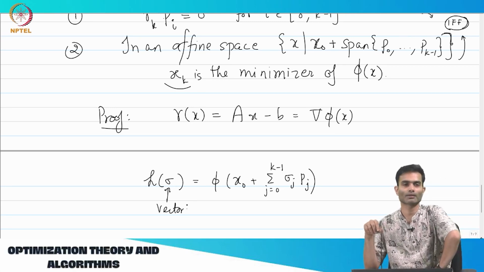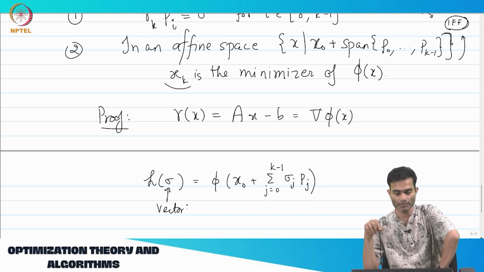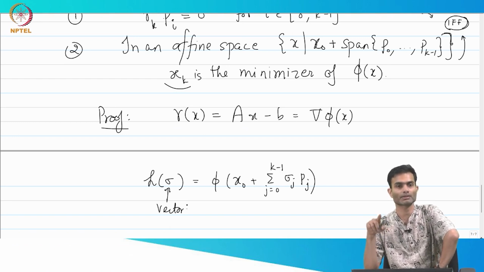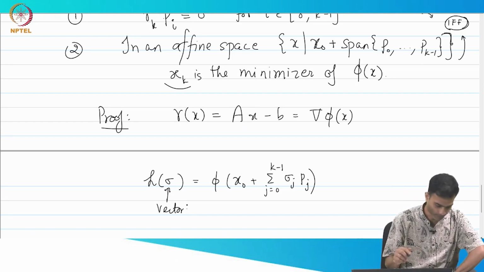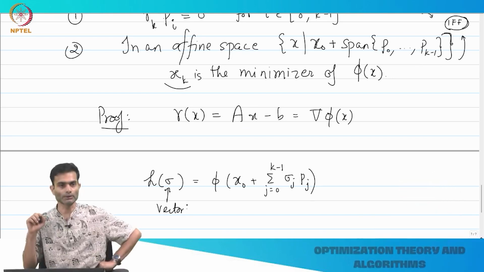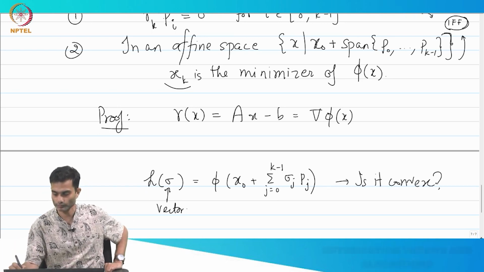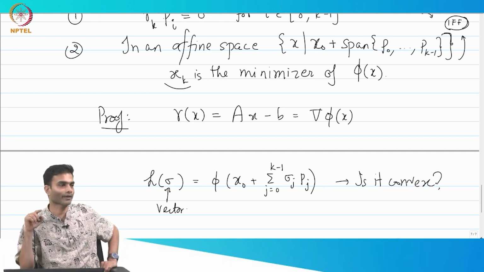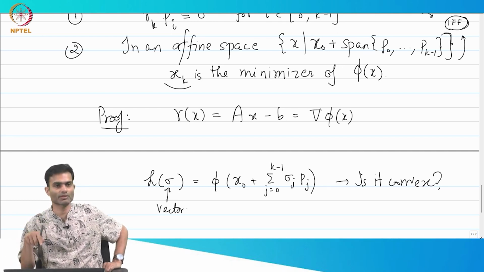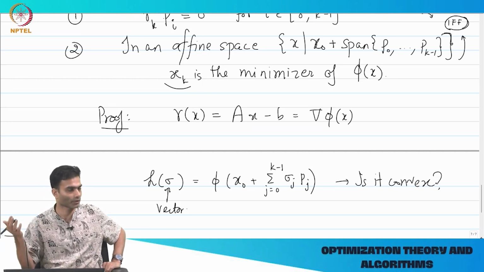So what is this function telling me? This is the function that I get by restricting my x to be in a k dimensional space, or an affine space. Is this function convex? How did I define phi? Half x transpose Ax minus b. So, is this also convex? Obviously, this is also convex.